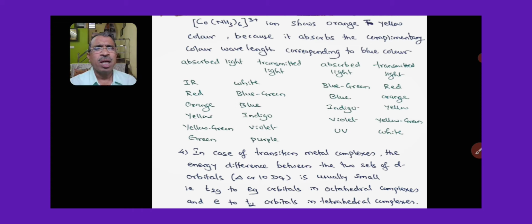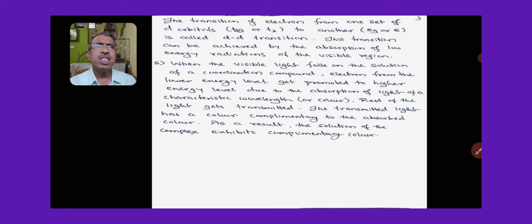How do we explain this color? In the case of transition metal complexes, the energy difference between the two sets of d orbitals, that is the CFSE or delta or 10Dq, is usually small. That is t2g to eg orbitals in octahedral complexes and e to t2 orbitals in tetrahedral complexes. This transition of electron from one set of d orbitals to another is called a d-d transition. This transition can be achieved by the absorption of low energy radiations of the visible region.